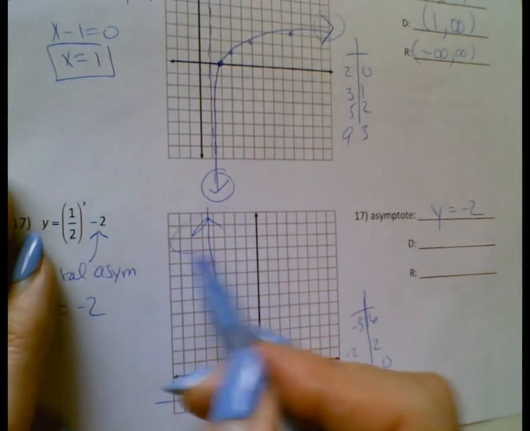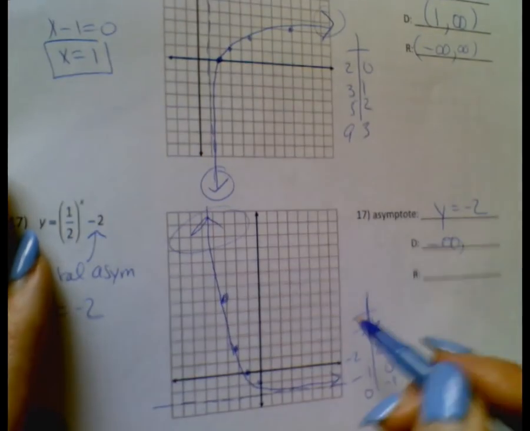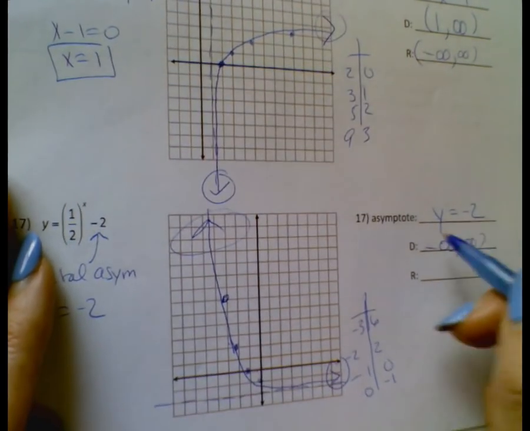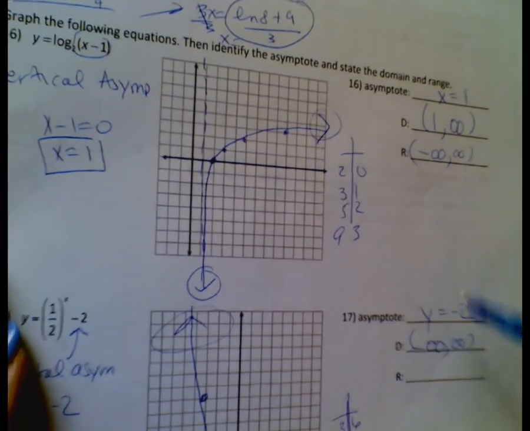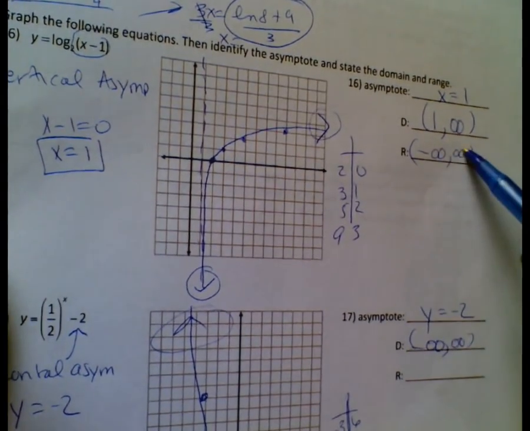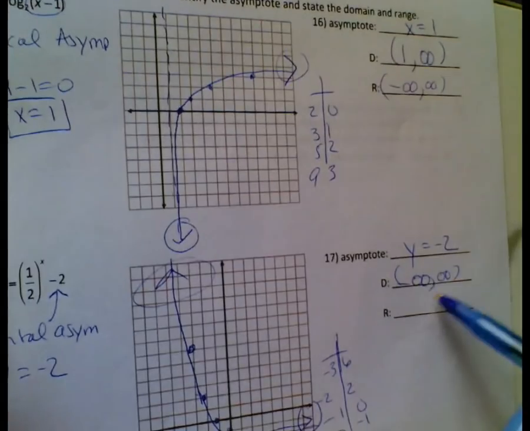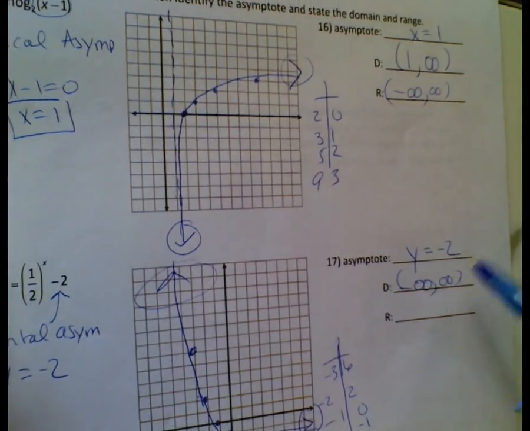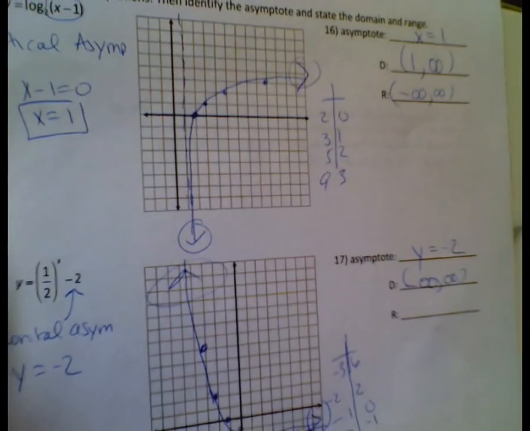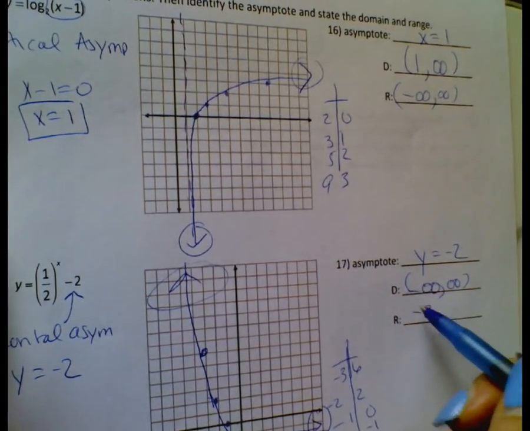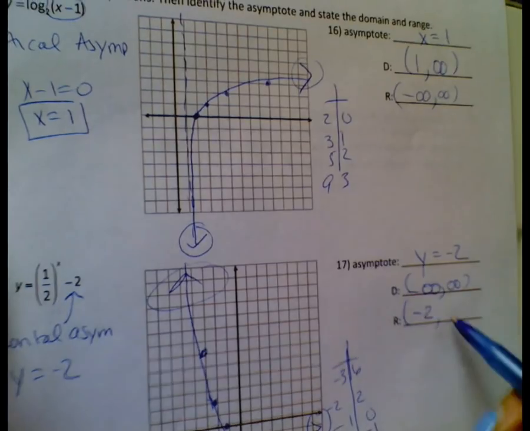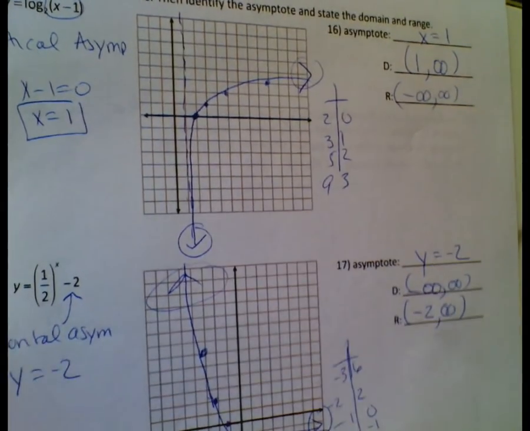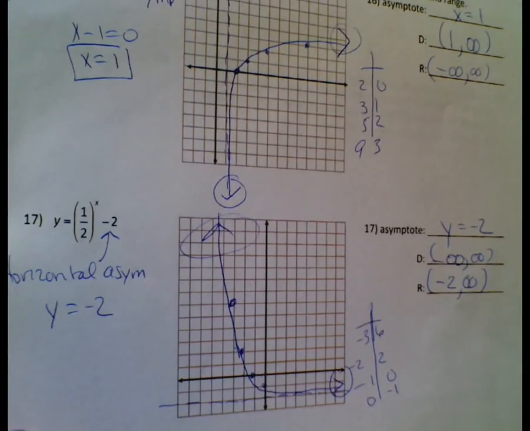Now, how far left does this go? Negative infinity. How far right does this go? Positive infinity. So logs and exponentials are inverses. So where this one was all real numbers on the range, the domain is all real numbers on the exponential. And then your range is how far low does it go? It goes to the horizontal asymptote, -2. That's the lowest it goes, up to positive infinity. So that's your graph.